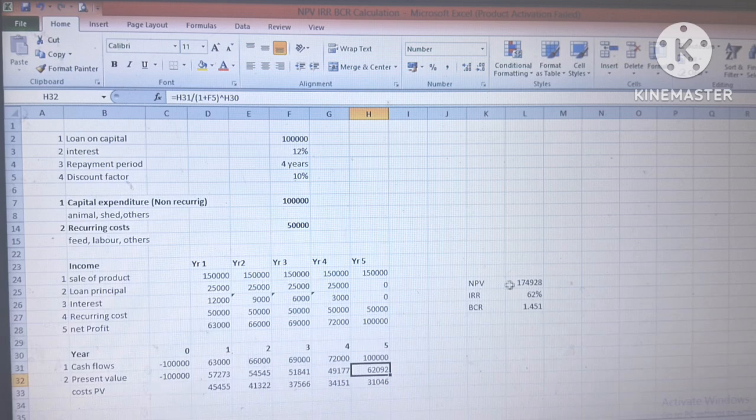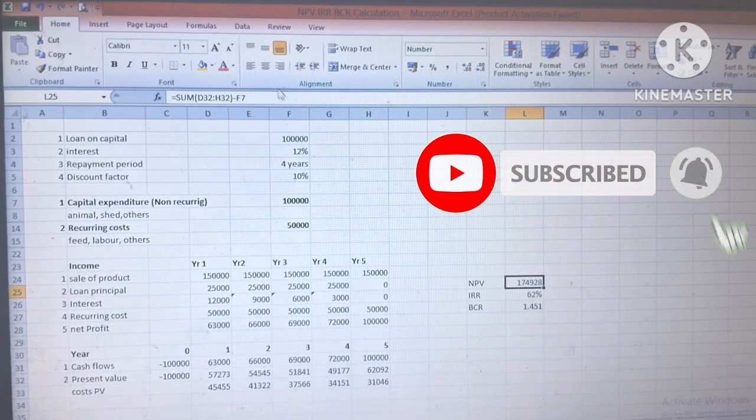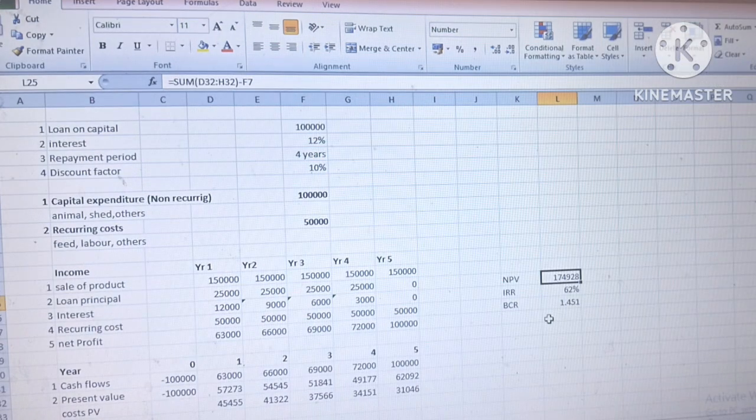Then we can go for the calculation of NPV, the net present value. Net present value means we can calculate it just by adding up all the present values of all the 5 years and deducting the capital expenditure. Then we are going to get the net present value. To interpret it, if the net present value is positive, then our project is going to give good results. It is profitable, then we can take up the project.